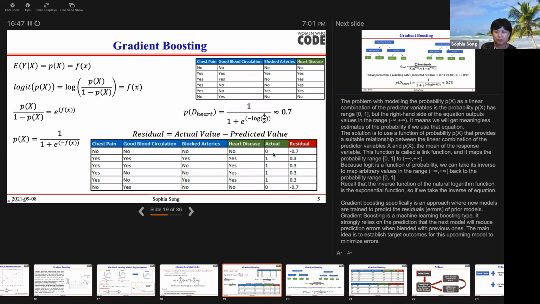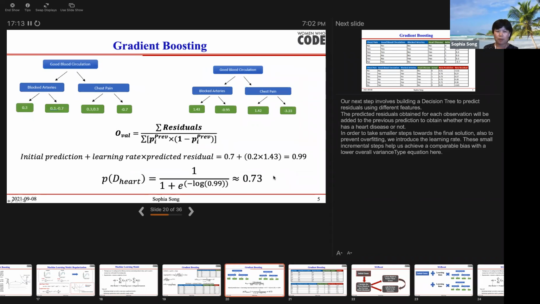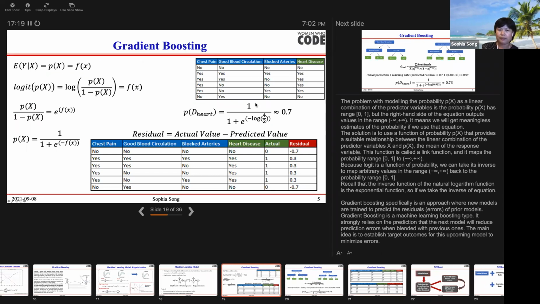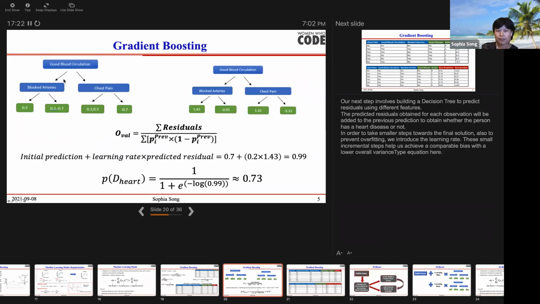Our initial guess is 0.7. For the first person there's no heart disease, right? The probability is 0, so we get the residual of negative 0.7. With the same methodology for all other records, we get the residual for each record. Then we can build up the first model. The initial guess just used logistic regression. However, here we will build our model based on features. We have 3 features, right? Based on a feature, the blood circulation, we can build the first model. For each leaf, we can list all the residuals in this leaf.